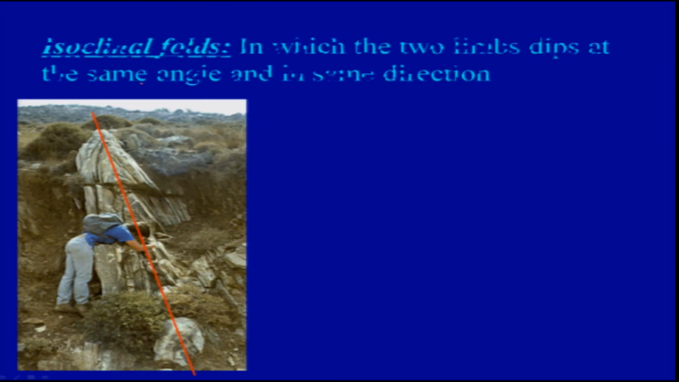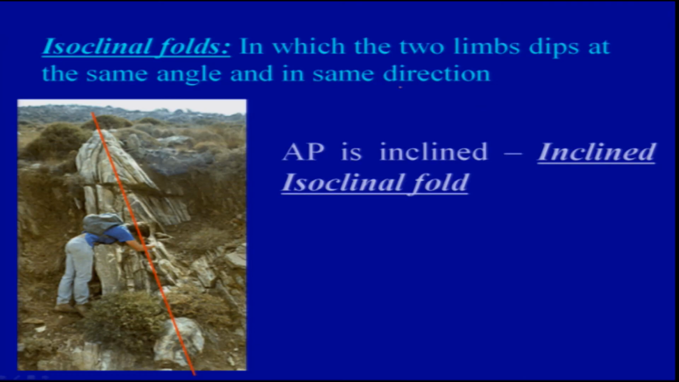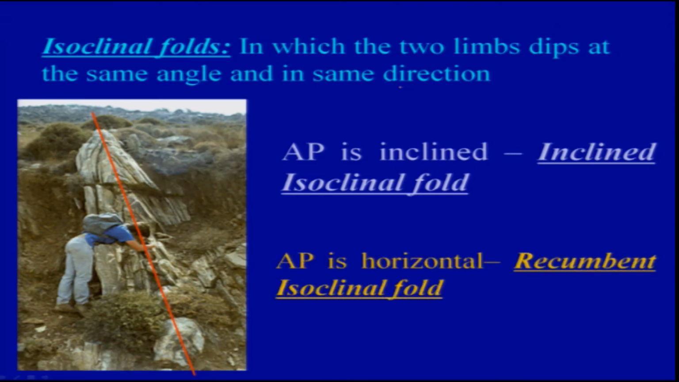This is another example if we classify different folds. Here there is an isoclinal fold, in which the two limbs dip at the same angle in the same direction. If the axial plane is inclined, we say inclined isoclinal fold. If the axial plane is horizontal, then we say recumbent isoclinal fold. So, isoclinal fold: two limbs dip at the same angle and in the same direction.